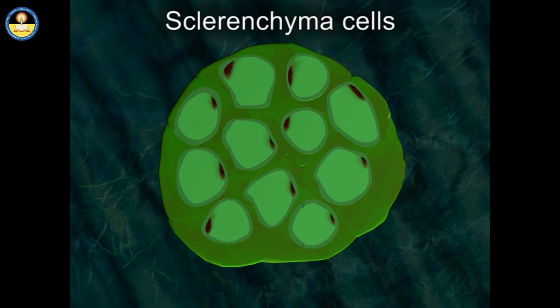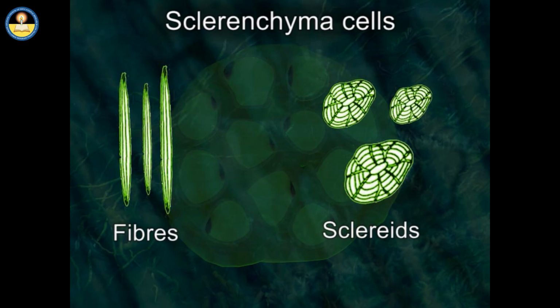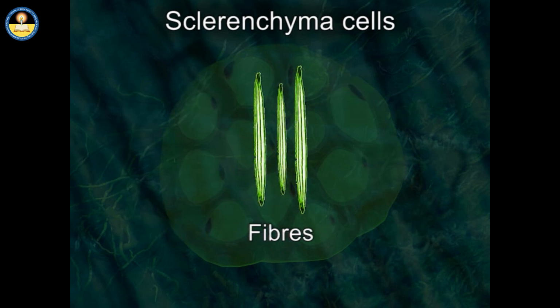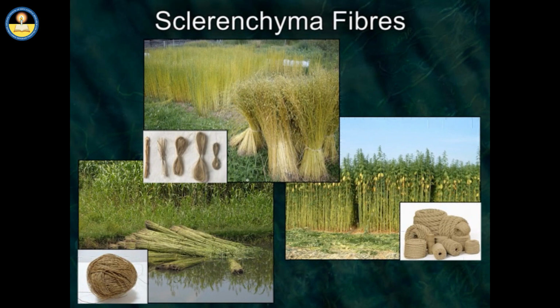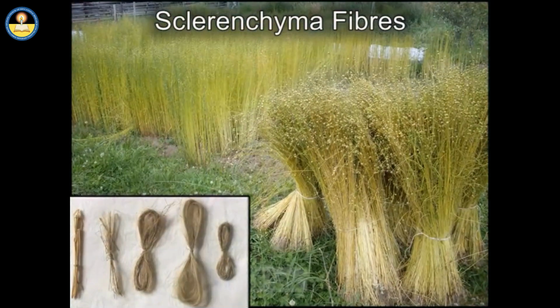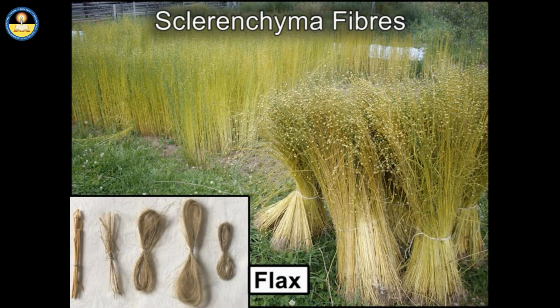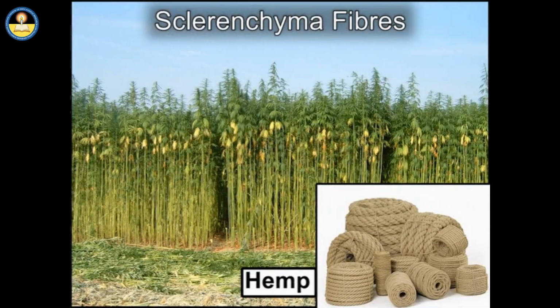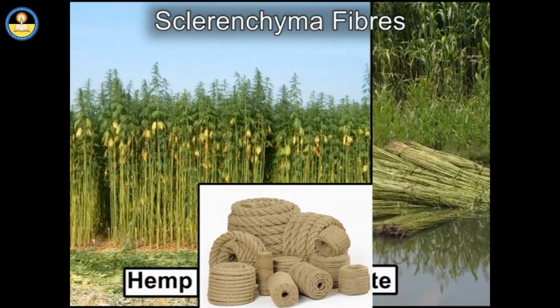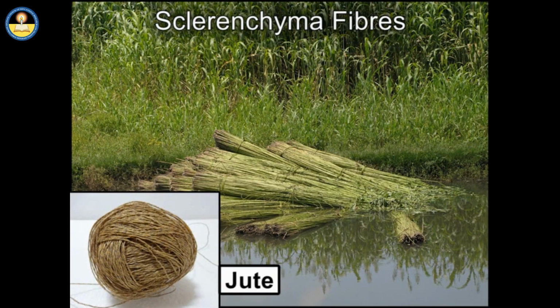Sclerenchyma tissue is a supporting tissue. There are two types of sclerenchyma cells, fibers and sclereids. Fibers are generally long, slender cells which commonly occur in strands. Fibers are of great economical importance since they make up the source material for many fabrics such as flax, hemp, and jute.